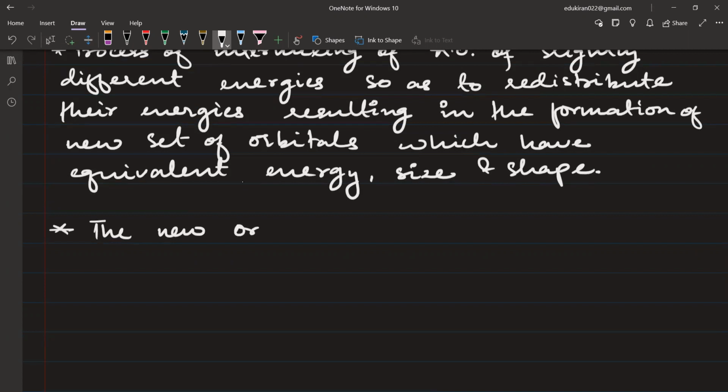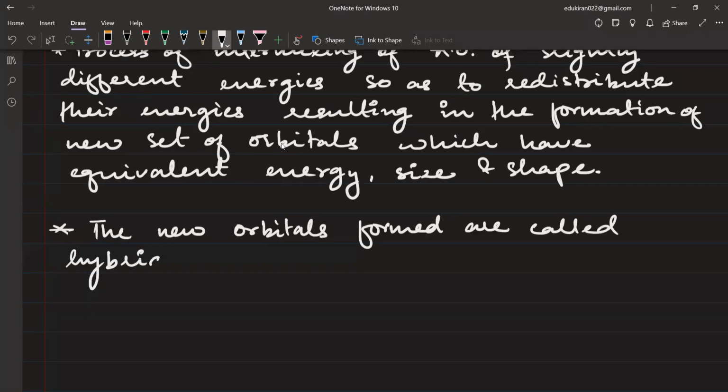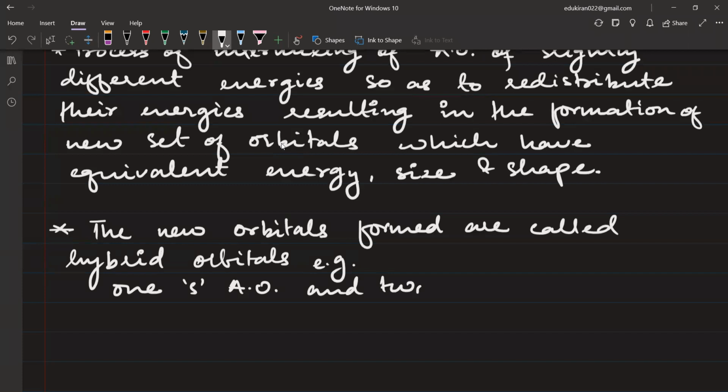The new orbitals formed are called hybrid orbitals. For example, one s atomic orbital and two p atomic orbitals. We have one s and two p.